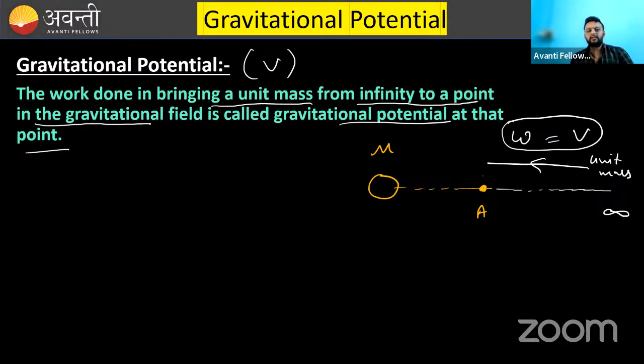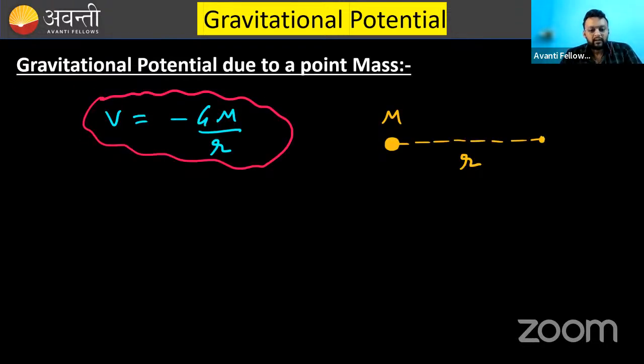The definition thing is clear. Okay. Moving further. Gravitational potential due to a point mass. What will be the value of potential for a point mass? Let's suppose this is a mass M and you want to calculate the potential at this point A, which is at a distance R. So what will be the potential value?